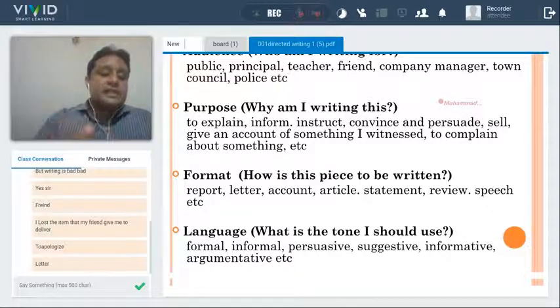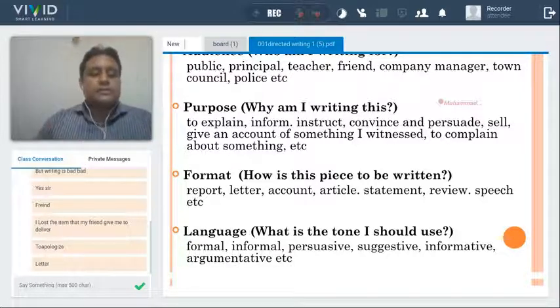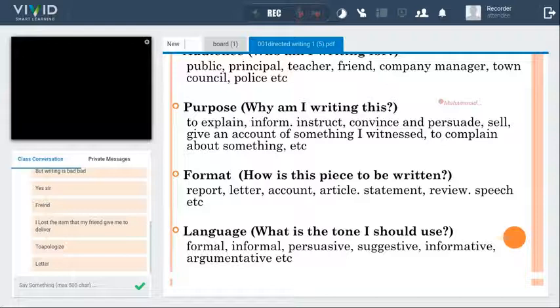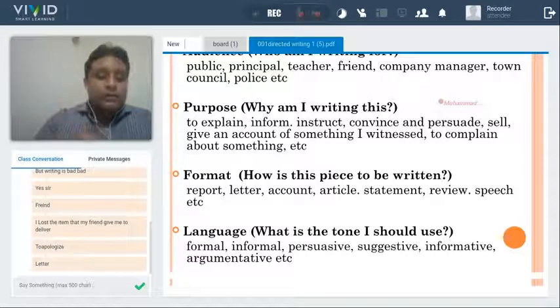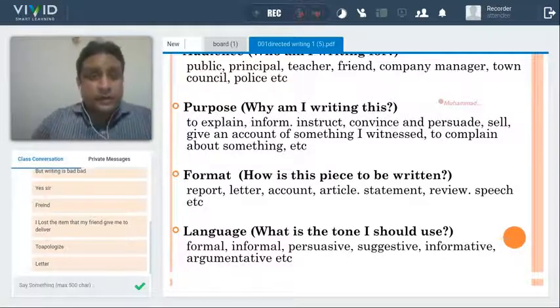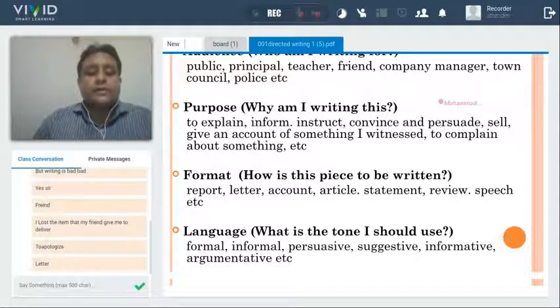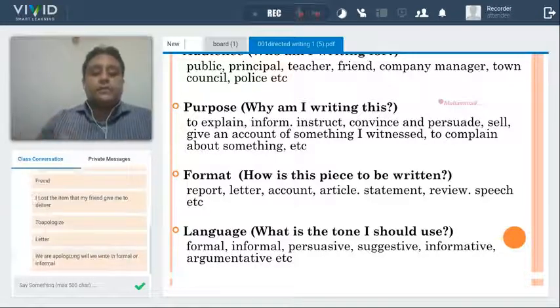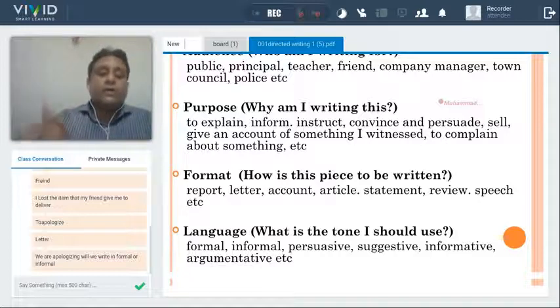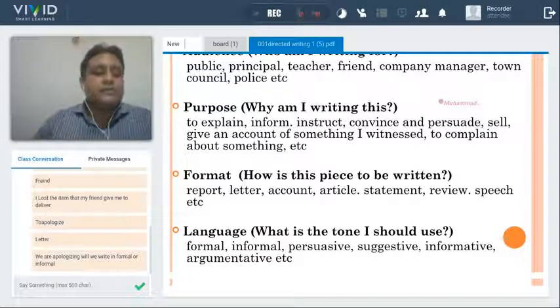We always decide the level, the type of language based upon situation, purpose, and audience. Let me put it up again. We decide the language of a particular text type based on the situation, purpose, and audience. That's very crucial. That's very important. The language can be formal, can be informal, can be persuasive, suggestive, informative, argumentative, etc. There are different types.